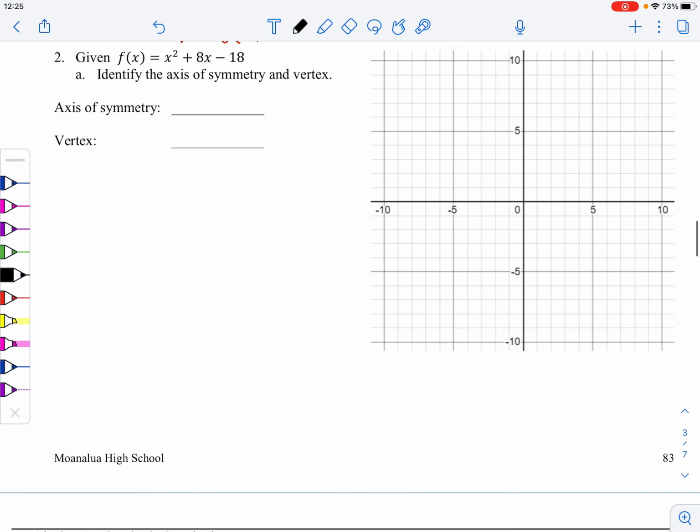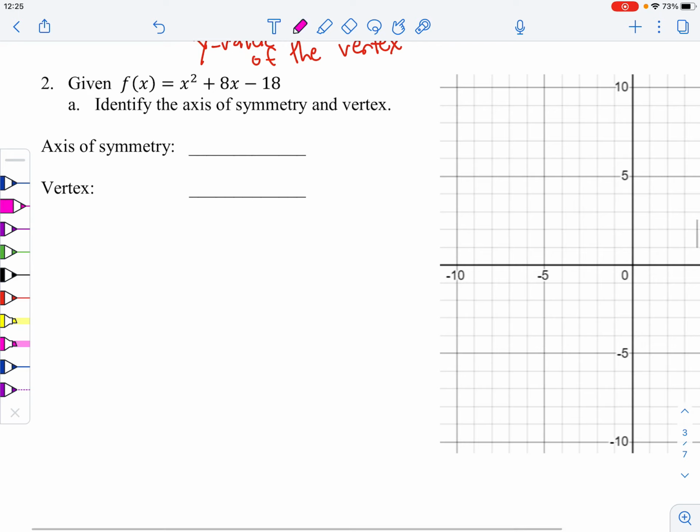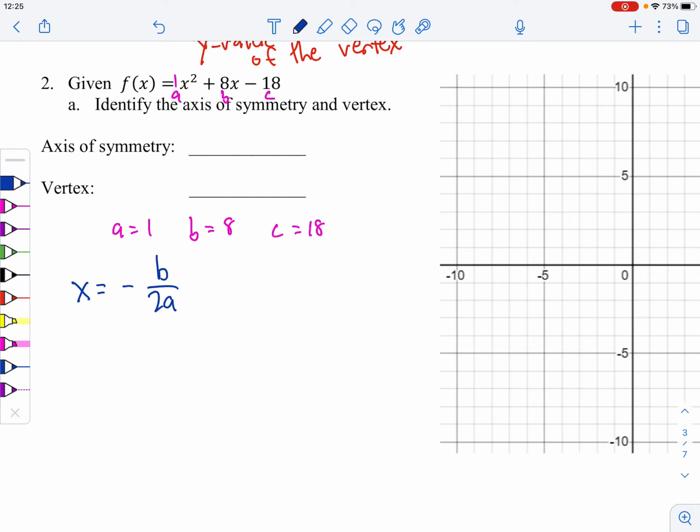Yeah, next part, number 2. First thing, right? Identify what our A, B, and C are first. So we know our A, B, C, right? Our A is 1, B is 8, C is 18. Then we're going to use our x equals opposite B over 2A, and we're going to use this equation to find the x value of our vertex.